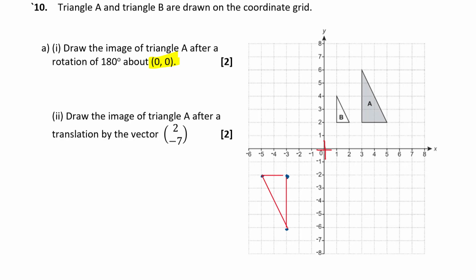The next thing we need to do is to draw the image of a triangle after a translation by the vector (2, -7). Well, a vector (2, -7), if you were going to draw that vector, it would be 2 along and 7 down. So I need to take each one of my points and move it 2 units to the right and 7 units down. So let's take this point here first of all. Go in 2 units to the right and 1, 2, 3, 4, 5, 6, 7 takes me to that point there. Okay, just going to rub that out again.